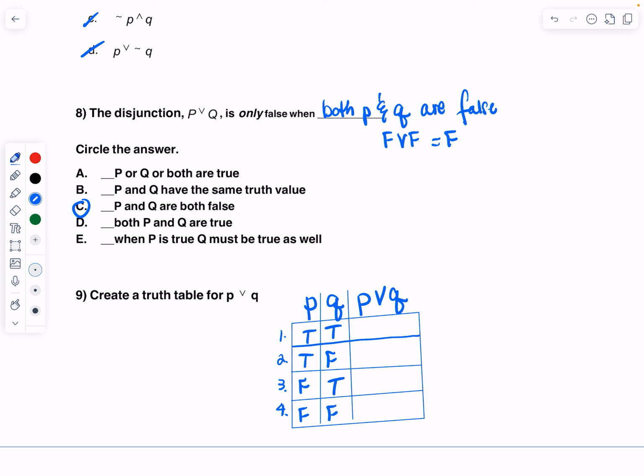If I want to do P or Q, I'm going to write down P column again, so true, true, false, false, and then I'm going to put the or symbol, and then I'm going to do Q, which is true, false, true, false. Okay, so this is or. The only time or is false is when both are false. So in line 1, we have true or true, which is true. True or false, which is true. False or true, which is true. And here's the case when it's false in row 4. False or false is false. So my results are true, true, true, and false. Okay, so that was number 9.